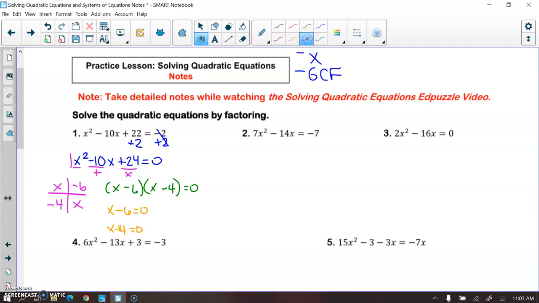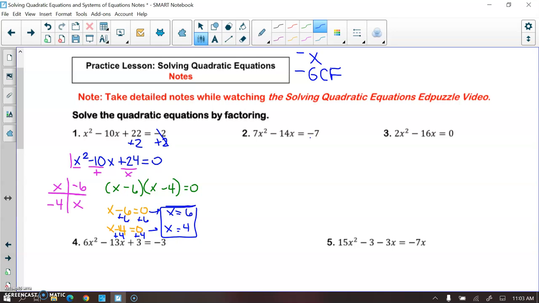And now I solve for x in both of those. I'm adding 6 to both sides in my first one to get x is 6. And I'm adding 4 to both sides in my second one to get x can be 4 as well. So you have two answers here and you need them both, 4 and 6. All right, moving on to number 2.